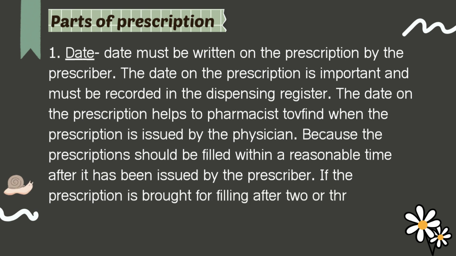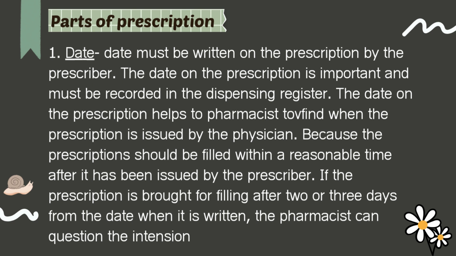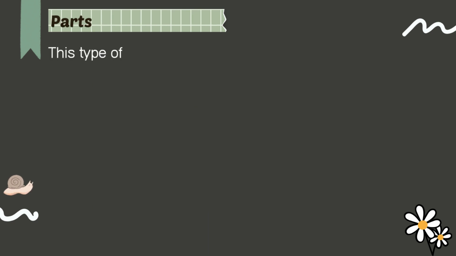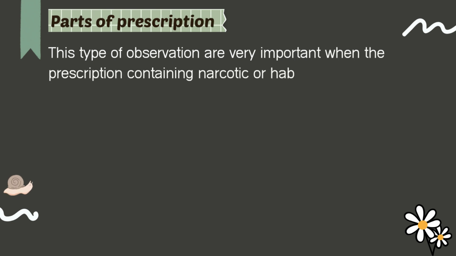If the prescription is brought for filling 2 or 3 days after the date when it was written, the pharmacist can question the intention of the prescriber and patient. This type of observation is very important when the prescription contains narcotic or habit-forming drugs.